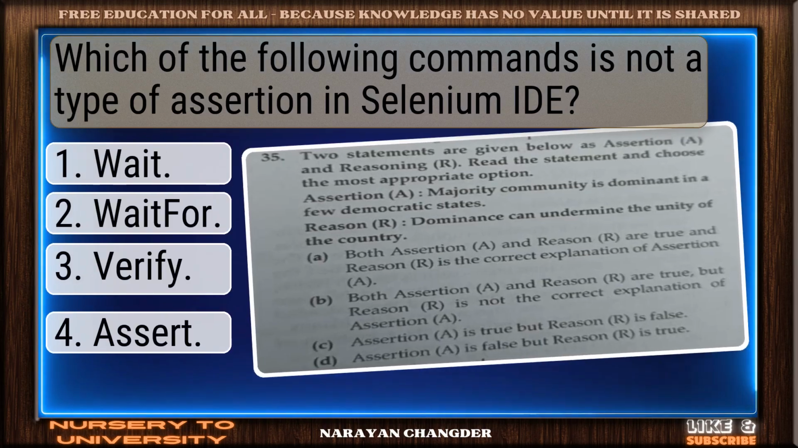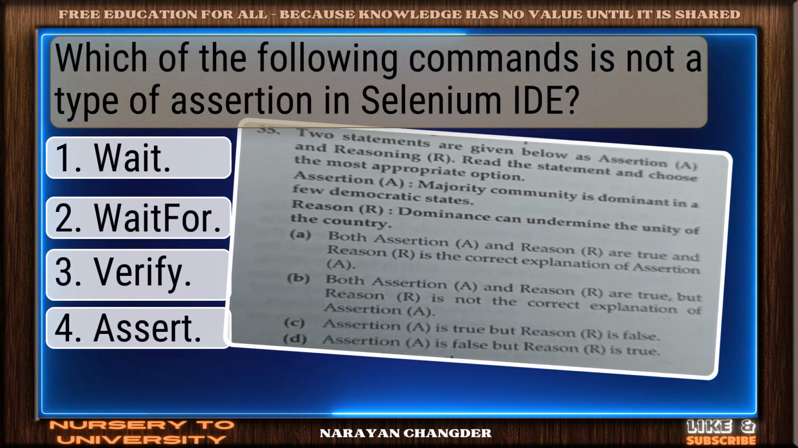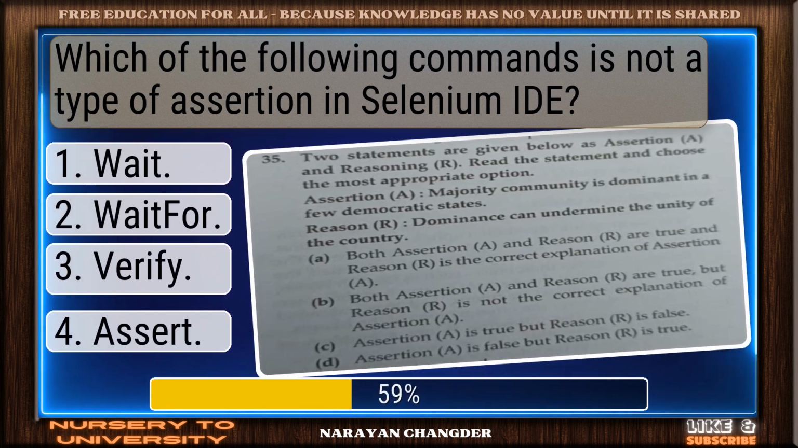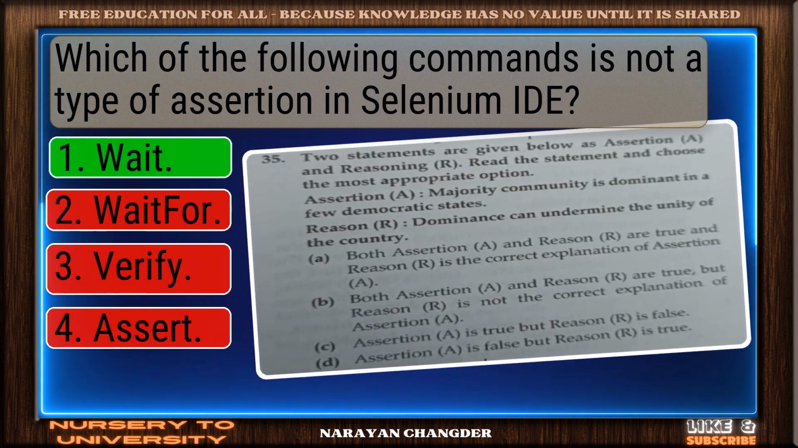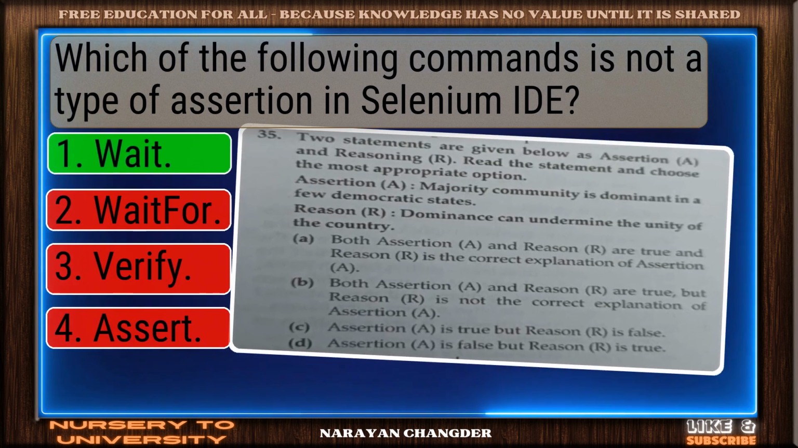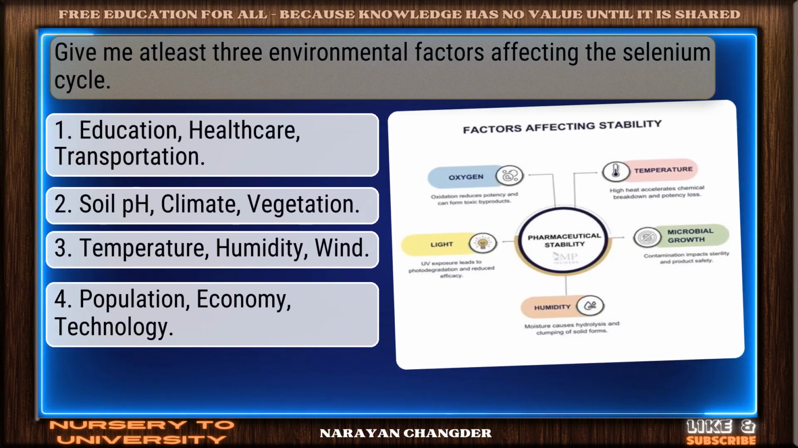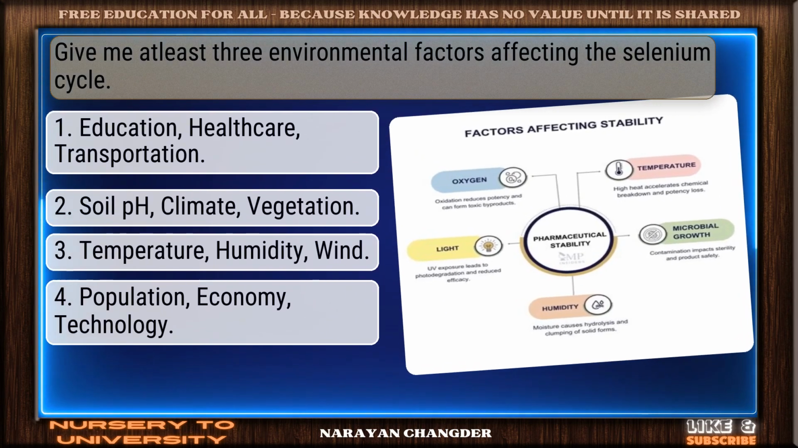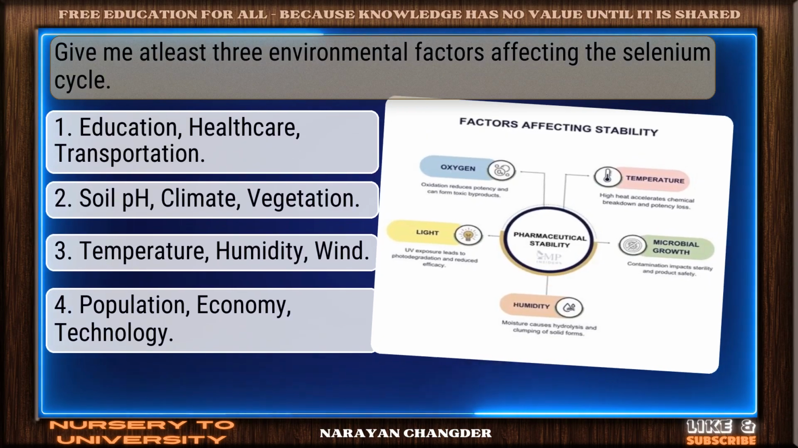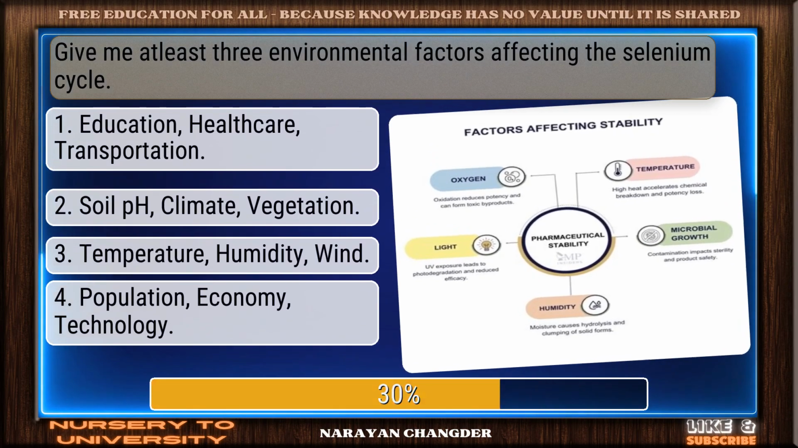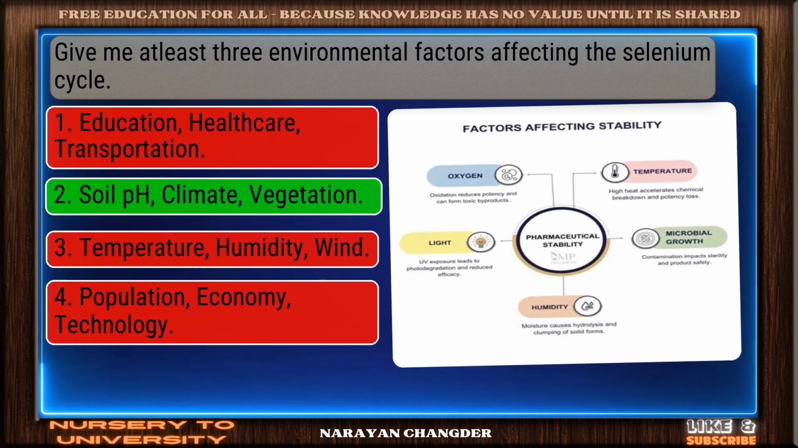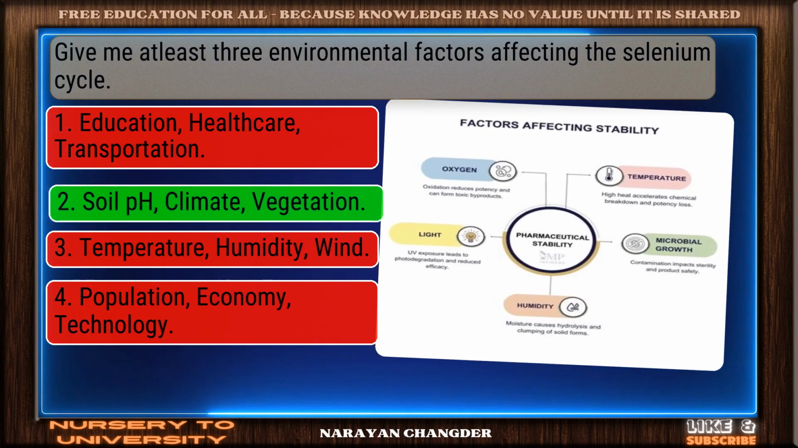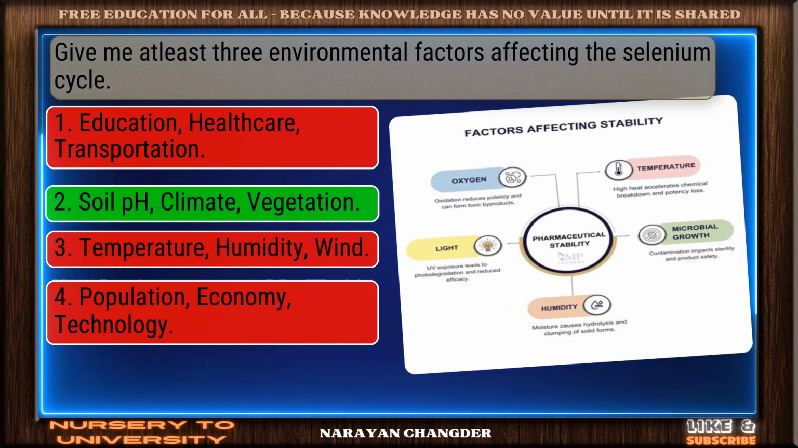Question number 9. Which of the following commands is not a type of assertion in Selenium IDE? Correct. Wait is the right answer. Question number 10. Give me at least 3 environmental factors affecting the selenium cycle. You're right. Soil, climate, vegetation is the correct answer.